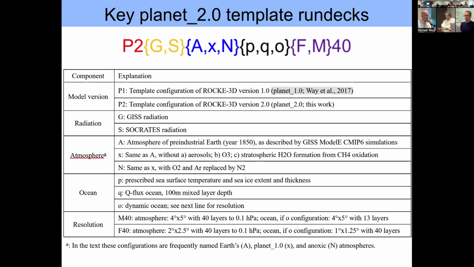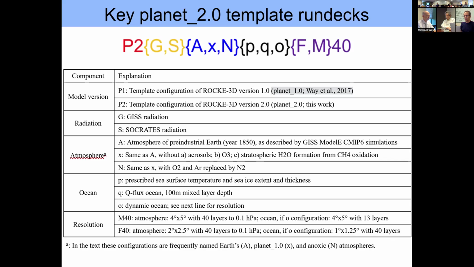Instead, you should be using the atmosphere with an uppercase N, which means anoxic, and it is the same as X, but with no oxygen and argon. Everything is 100% nitrogen plus trace gases. Then with the black, you see the choices for ocean. P stands for prescribed sea surface temperature and sea ice. And the Q stands for Q-flux. This is a 100-meter mixed layer depth, which is deeper than the Planet 1.0 that we had. And O is the dynamic ocean.